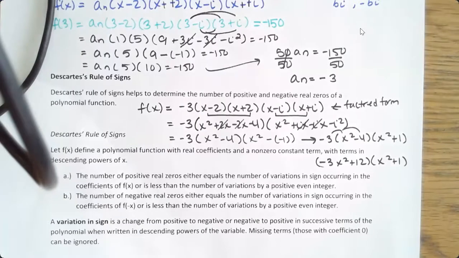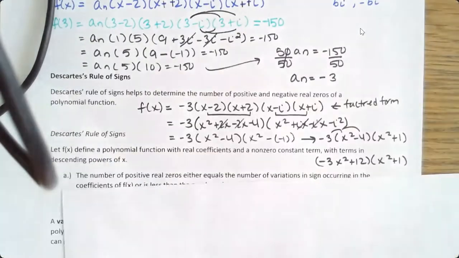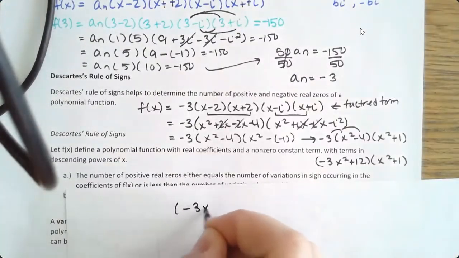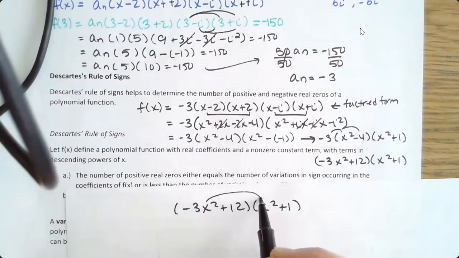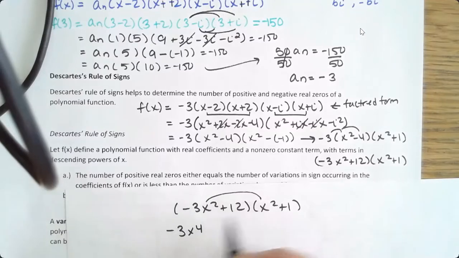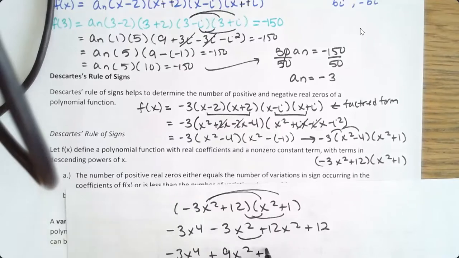So we're going to multiply this next group out. Let's see, maybe I should just do it on the back real quick. So let's see. I should have left myself some more room. All right, so here I'm going to get negative 3x to the 4th, right? Square and square is going to be 4, minus 3x squared plus 12x squared plus 12. Combining my like terms, I have 9x squared plus 12.